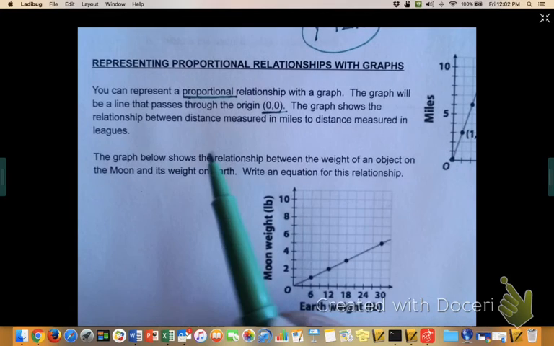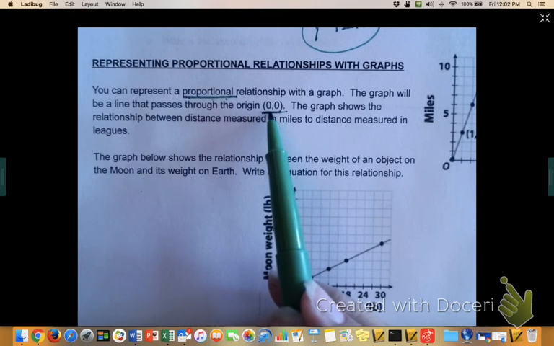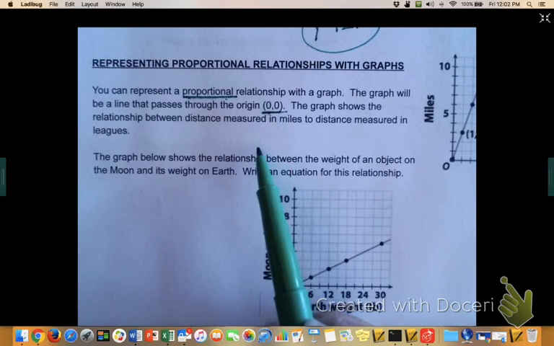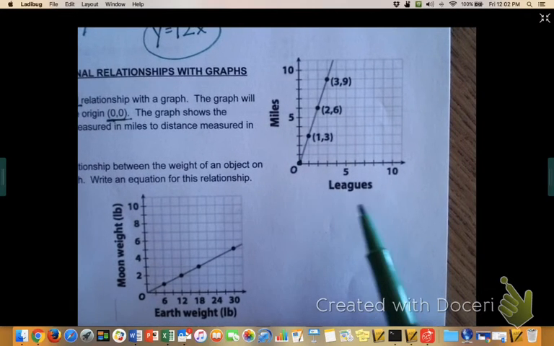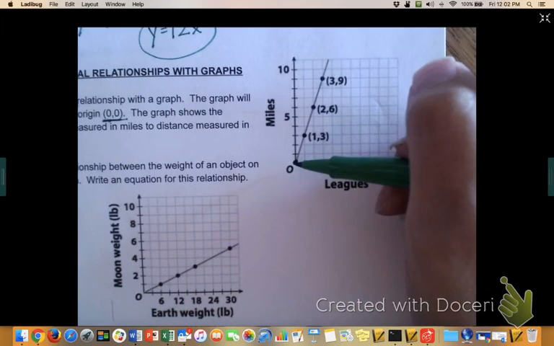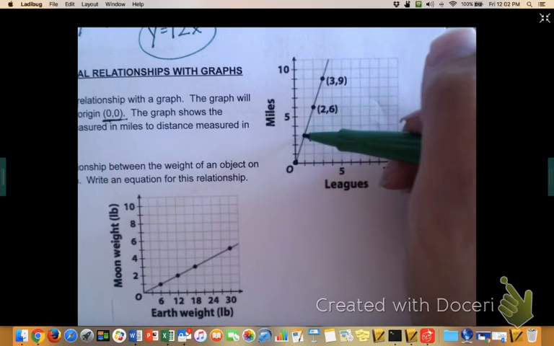So all of what we're doing today is proportional. They're all going to be a graph that goes through the 0, 0, the origin. Okay, so this is still based on our original table about 20,000 leagues under the sea. So if we are at 1 league, that means we've gone 3 miles.